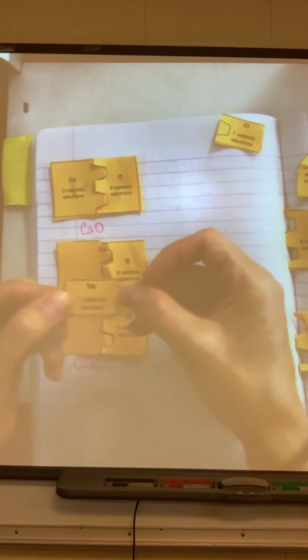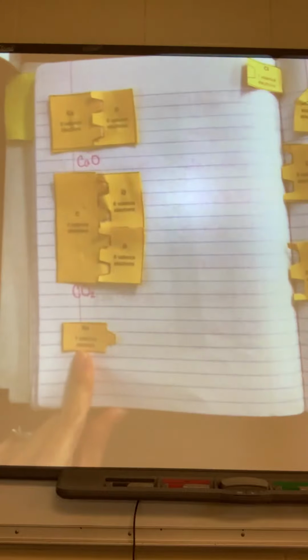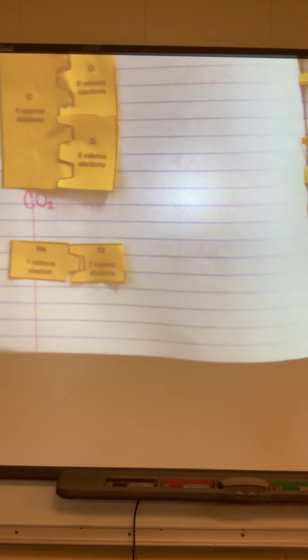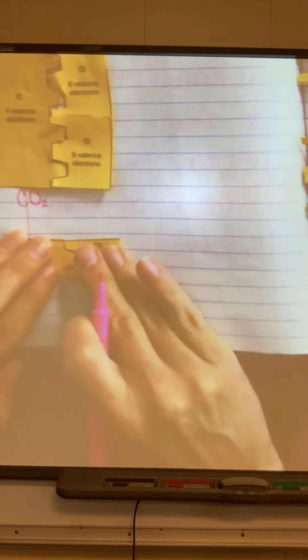My next puzzle piece I'm going to look at is Na, so sodium. And then if I look at it, it has 1 valence electron on it. I need to have 8 total, so I'm going to find Cl, which has 7, and that makes a multiple of 8. All right, so then that combines, and that makes the compound NaCl, which is actually table salt.